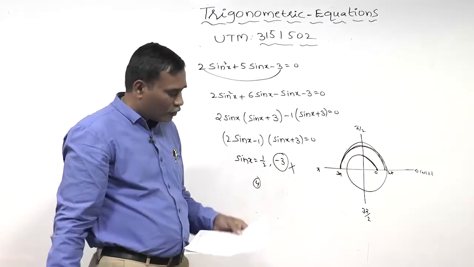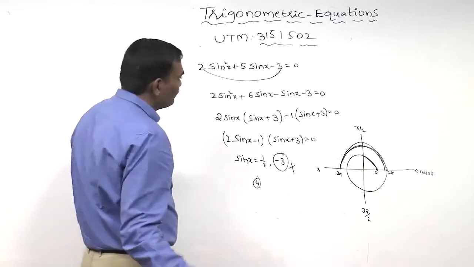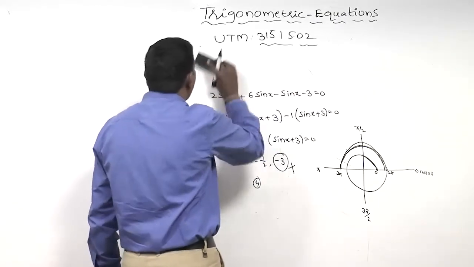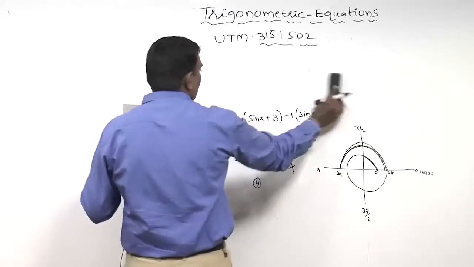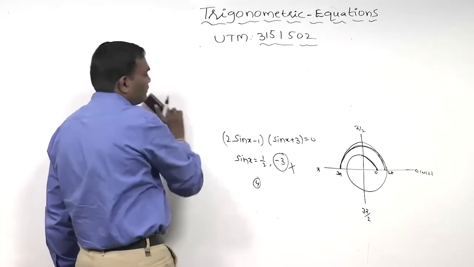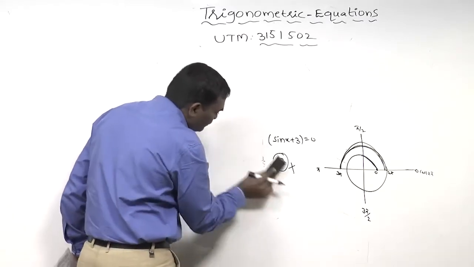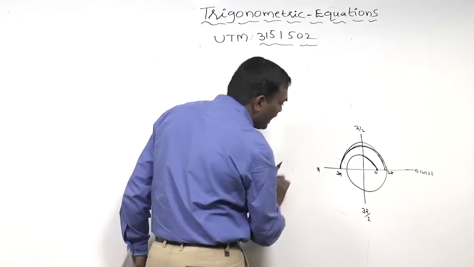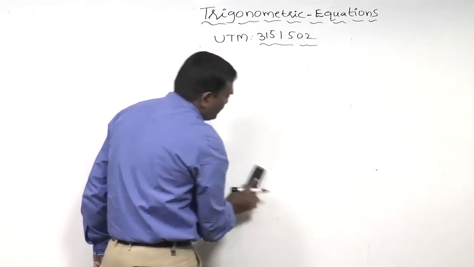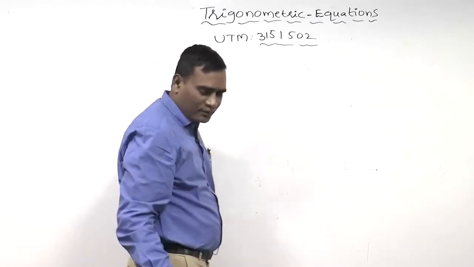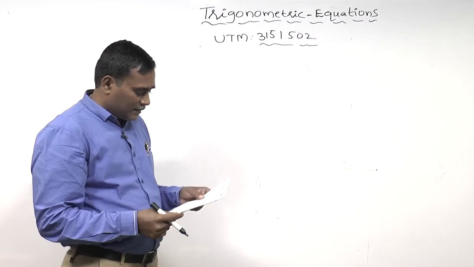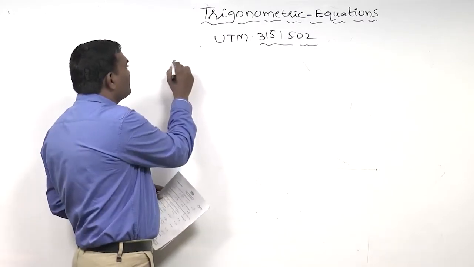Next, come to the fourth problem. In the fourth problem, what is there? What is the question? One is sine, another one is cos. You try to write both in terms of sine or cos. First one, you change into cos terms. Yes, fourth question, what is there?